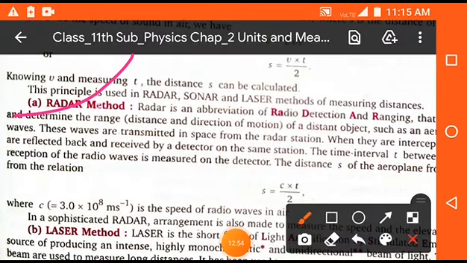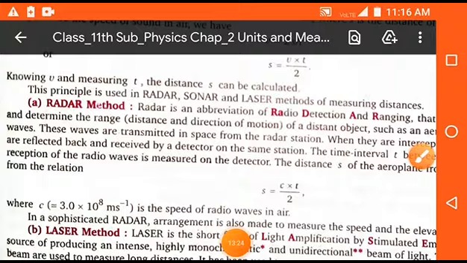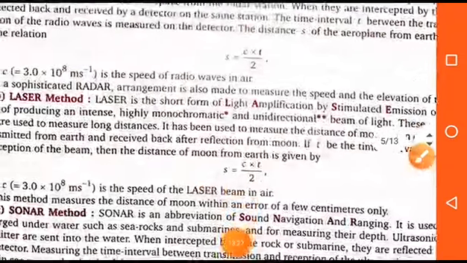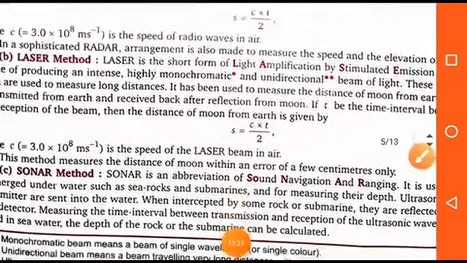Okay, students. Now the second method is the radar method. First of all, I want to tell you the full form of radar. RADAR is radio detection and ranging. With the help of radar, we can also find the distance of any object with the help of radio waves. The formula is s equals ct upon 2, where c is the velocity of light and s is the distance covered by radio waves. Clear?